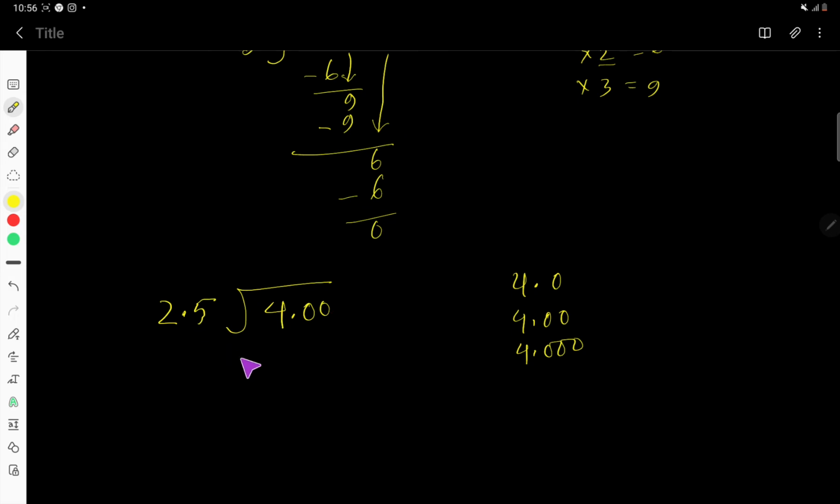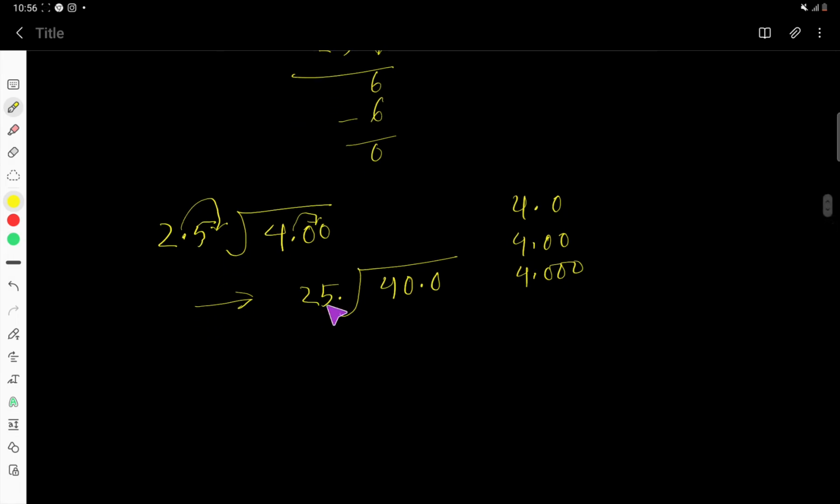So look, our first task is to make this divisor a whole number. That is why you have to move the decimal point 1 digit to the right. So you are getting here 25, and you have to do the same thing to the dividend, right? So you are getting here, right? After the decimal point you can consider any number of 0s here, right? So look, the decimal point will come here.